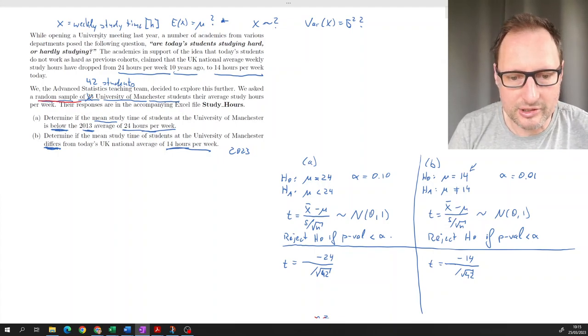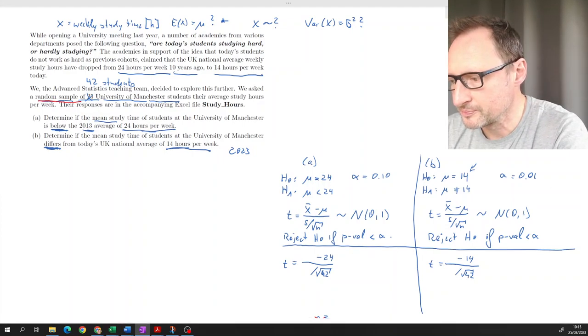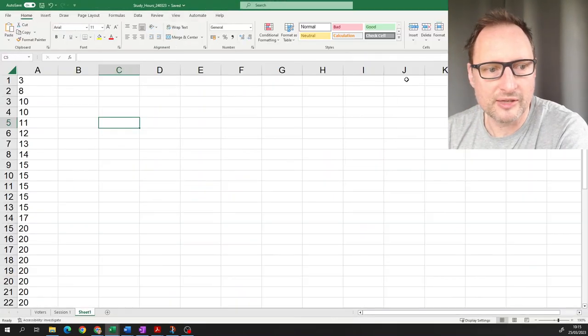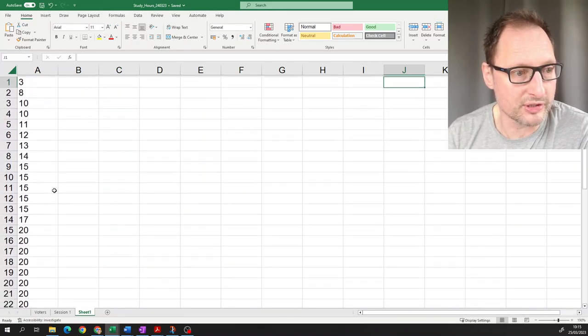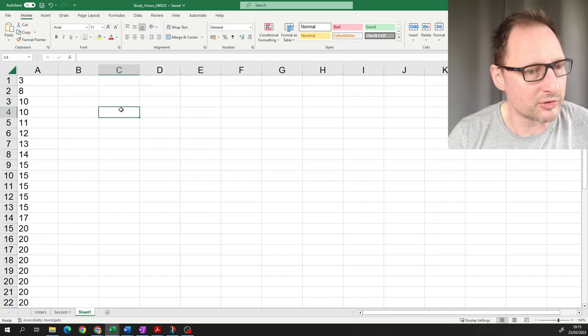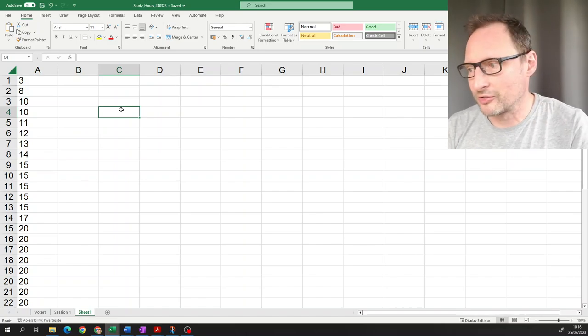So let's go to the actual observations. So here I have an Excel file with the responses. We have 42 responses of how much my students study. So these are real responses by my students. Whether they respond honestly, it's a different question.